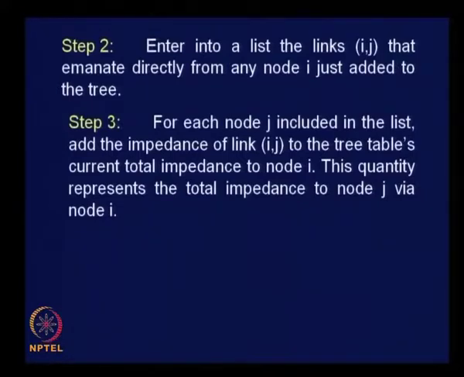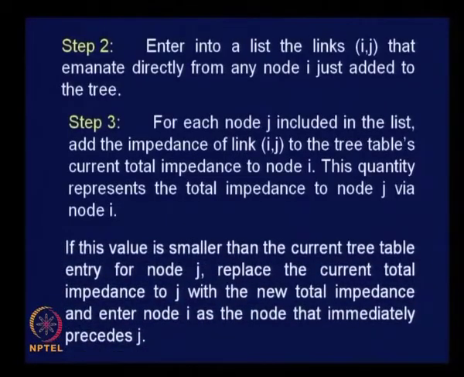Then for each node j included in the list, we would have included node 6 in the list. Add the impedance of link ij, the corresponding travel time to reach 6 from 1, to the tree table's current total impedance to node I. This quantity represents the total impedance to node j via node I. As of now, I is 1, j is 6. So, that impedance we can easily enter in the corresponding cell of the table.